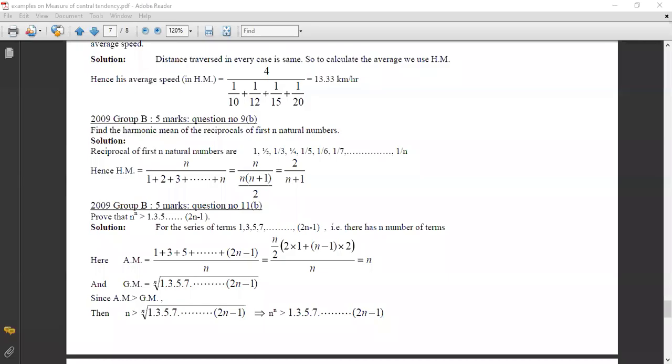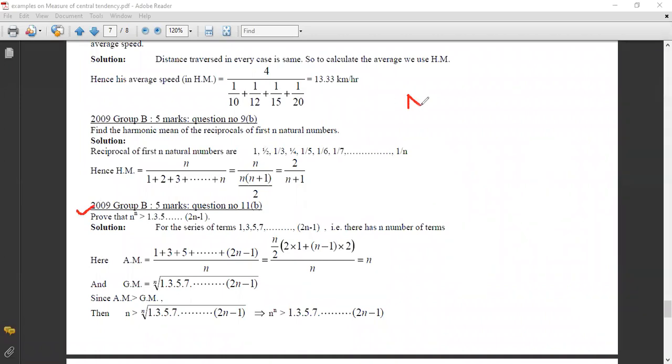So today we discuss the relation between AM and GM. You know, the relation between the arithmetic mean, geometric mean, and harmonic mean. I think you remember that relation.